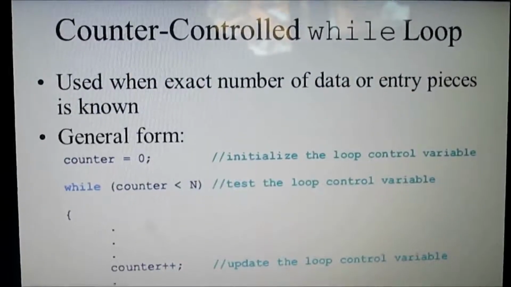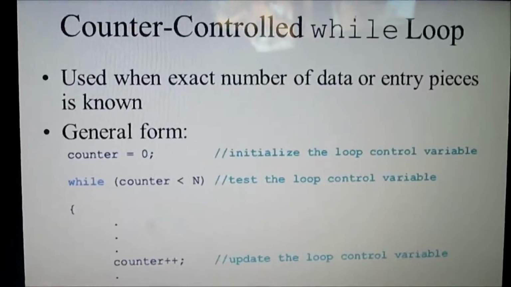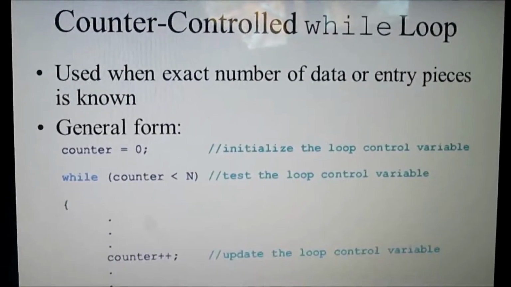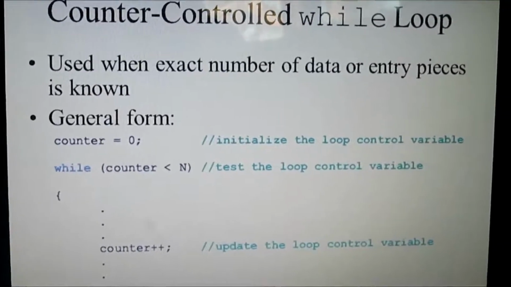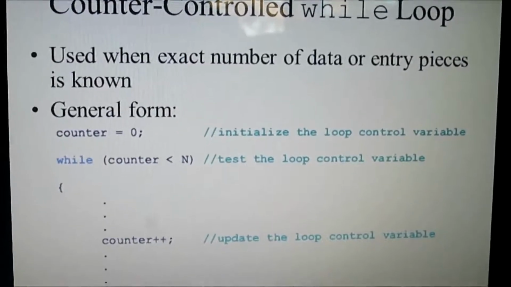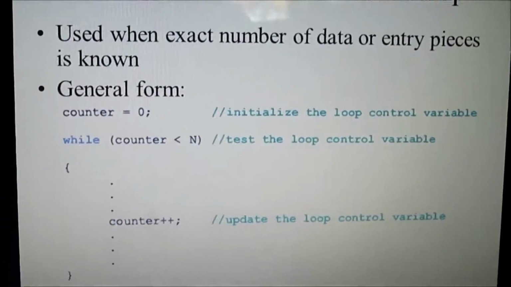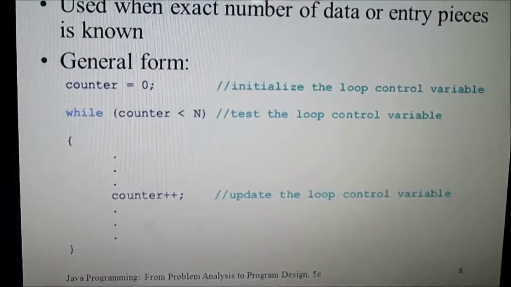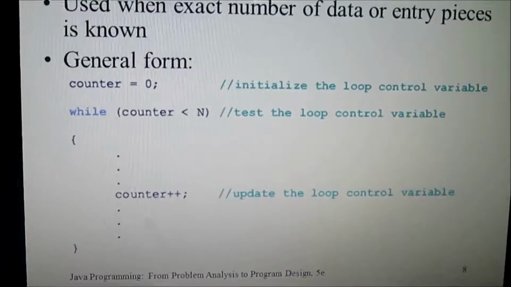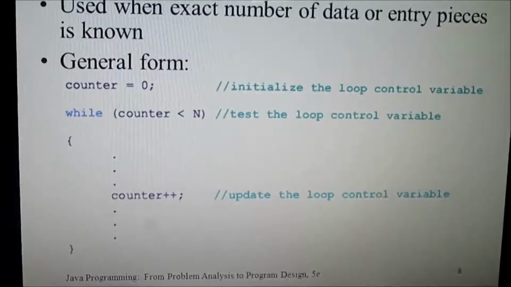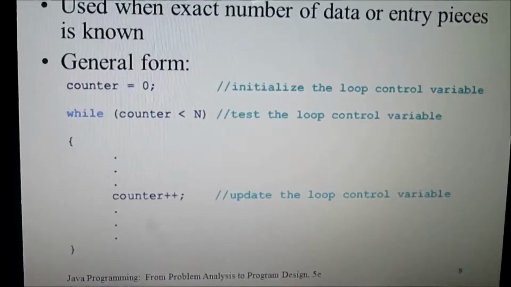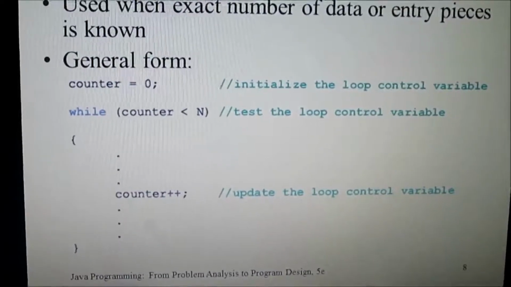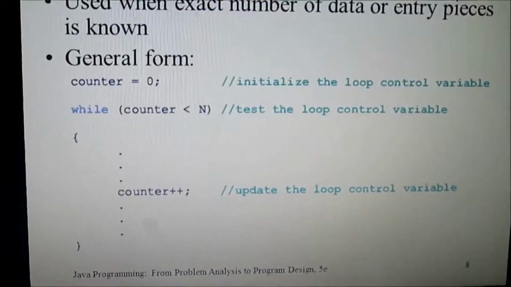We have 4 types of while loops. A while ago, I discussed to you the different types of it. One of them is the counter-controlled while loop. This looping statement is used when the exact number of data or entry pieces is known. The general form of the counter-controlled while loop is, as you can see on the screen, the initialization counter equals 0, and then the while followed by the condition counter is less than n. Then, as I said a while ago, you will put your statements and then your incrementation.